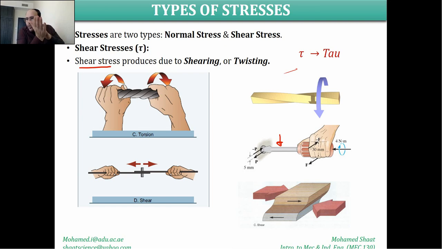This type of movement or this type of action is known as a shear. This shearing or cutting will also produce another type of stress known as the shear stress. So in general, we have two types of stresses, either normal stress or shear stress.